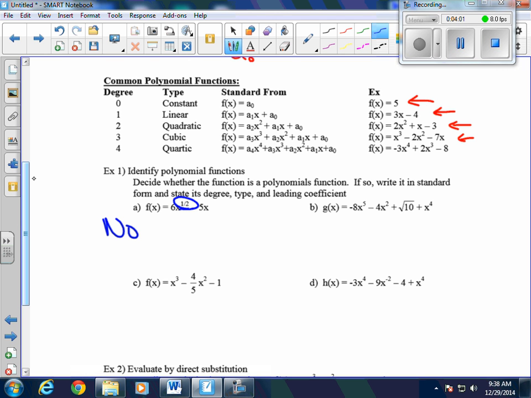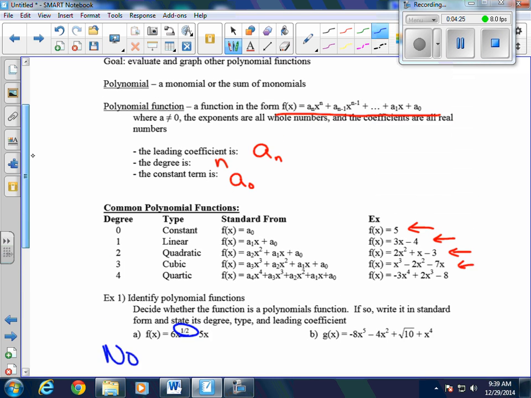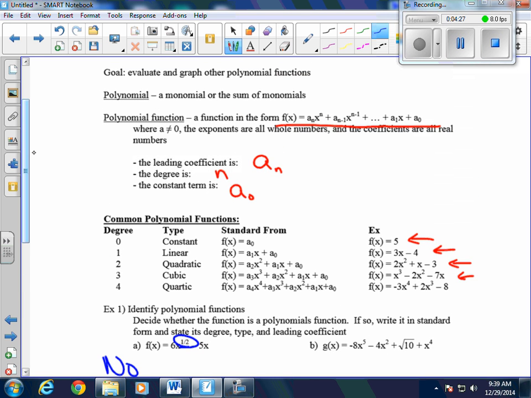A half is not a whole number. Remember, our exponents must be whole numbers for this to be a polynomial function. It's not. So this is not a polynomial function. In example B, is this one? Well, let's look at our exponents. 5, 2, 4. Those are all whole numbers. Okay, let's look at, remember, polynomial function. The exponents are whole numbers. The coefficients are real numbers.